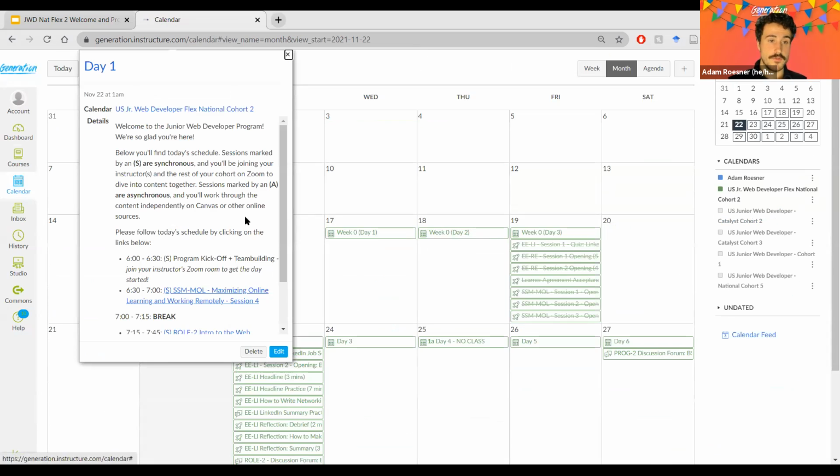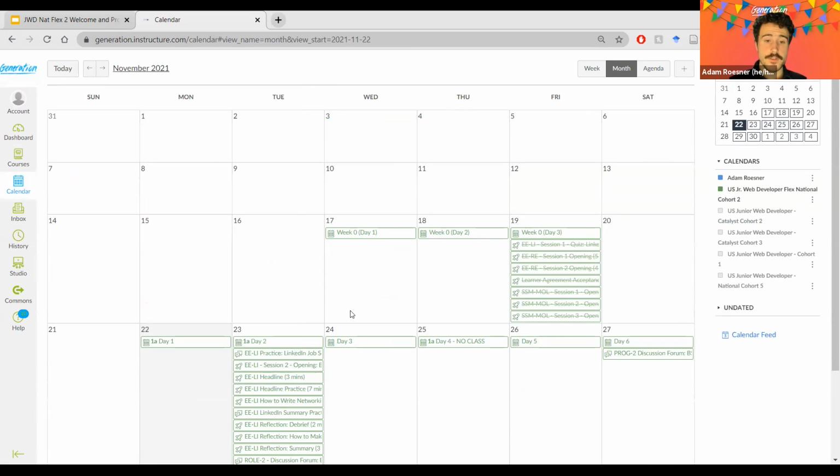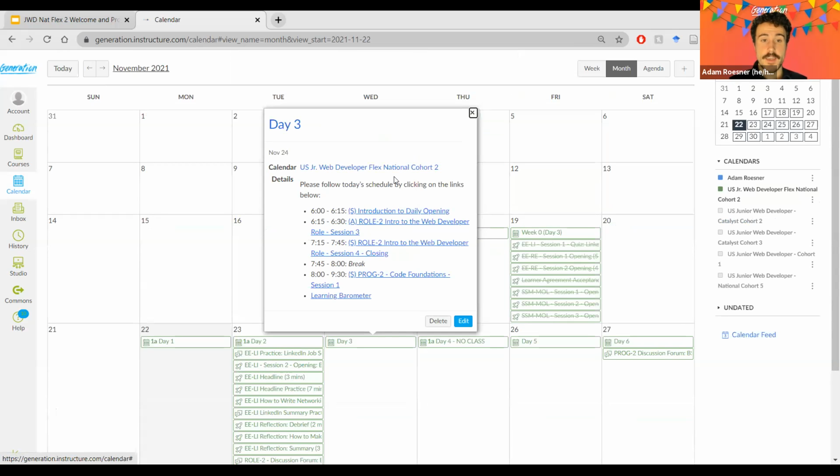So if I look at the schedule on my day 1, it'll tell me what you're doing today. Let's look at day 3. Day 3 is Wednesday, November 24th. Class again starts at 6 o'clock. All of our classes will start at 6 o'clock unless otherwise specified. We start with a synchronous introduction to daily opening session. Then we have some asynchronous work time. Then we have a synchronous session, 7:15 to 7:45. We take a break and we have another synchronous session. Okay. So that is an example of our schedule.